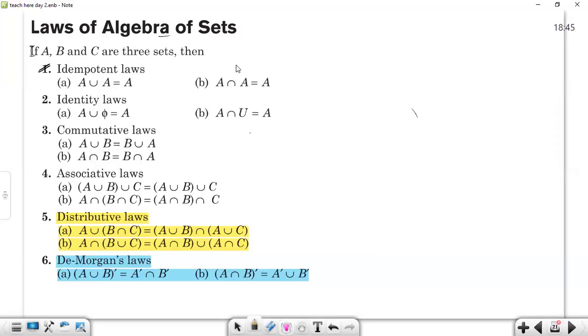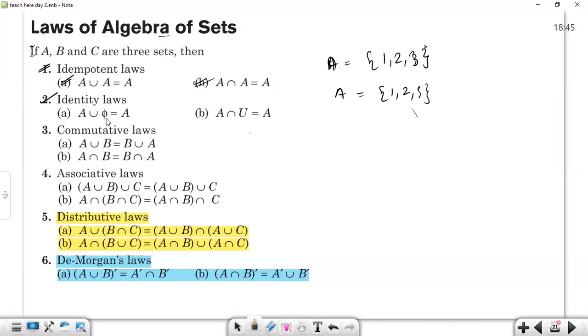Should I explain it? Like, take A as 1, 2, 3, and another set A also 1, 2, 3. If we take the union, it's 1, 2, 3 only. Yes, that's the case. Let's take identity laws.